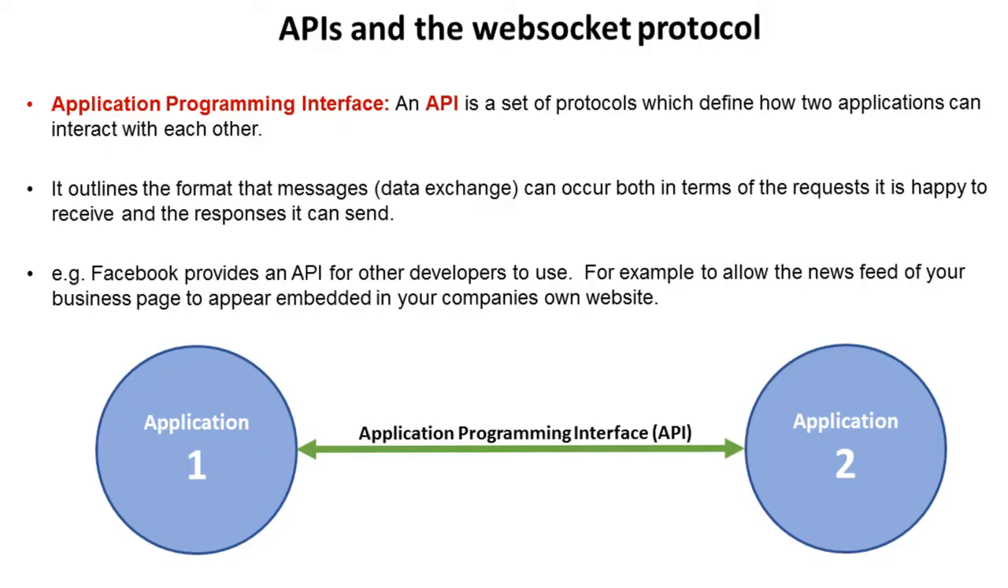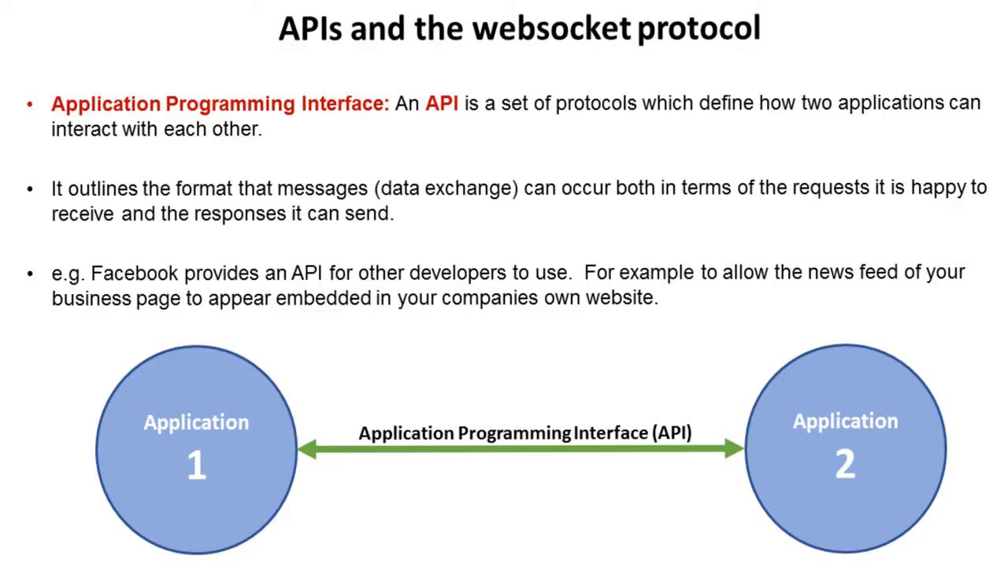So before we look into this, it's important you understand what we mean by an API, an Application Programming Interface. Now, an API is simply a set of protocols which define how two applications are allowed to interact with each other. So they're written by the software developers. It outlines the format that messages or data exchange can occur, both in terms of the sort of requests a piece of software is happy to receive and the sort of responses that it will generate.